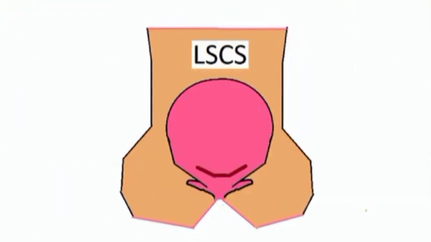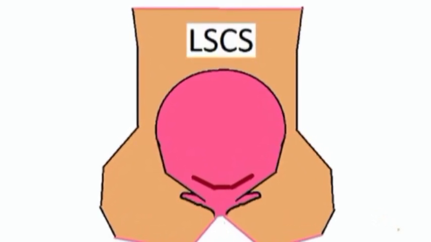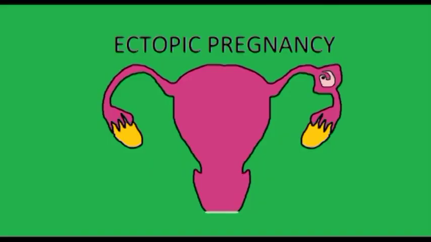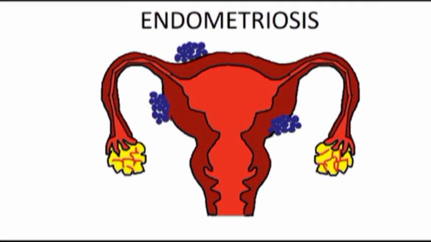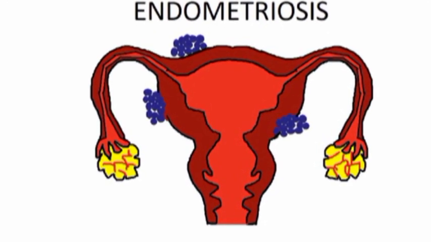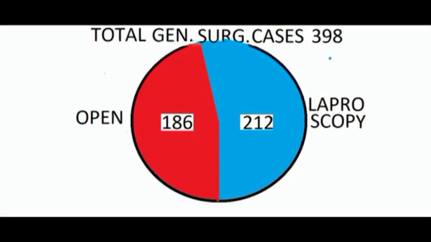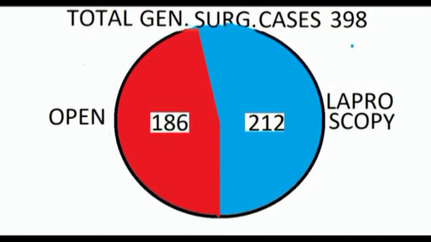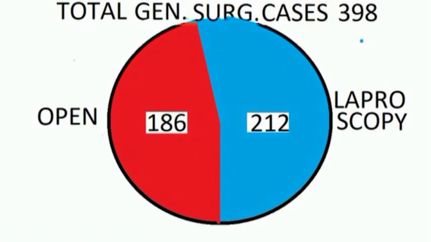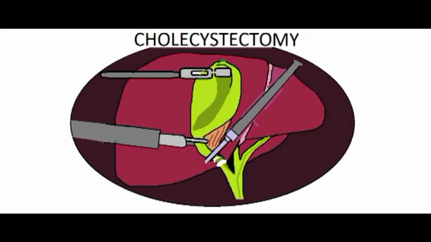Among 2,121 cases of gynecology, lower segment cesarean section is maximum. But if we leave LSCS, the maximum laparotomy was done in ectopic pregnancy and the maximum laparoscopic intervention was done in endometriosis and pelvic infections. Out of 398 patients of general surgery, 186 patients or 46.7% cases were laparotomy, 212 patients, that is 53.26% cases were laparoscopic procedures. Maximum cases were of appendicectomy and cholecystectomy.